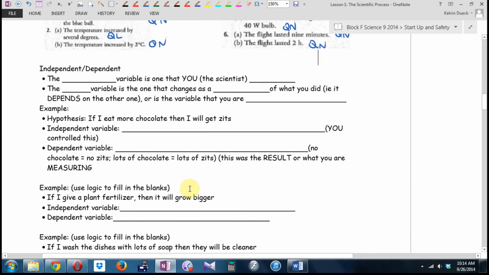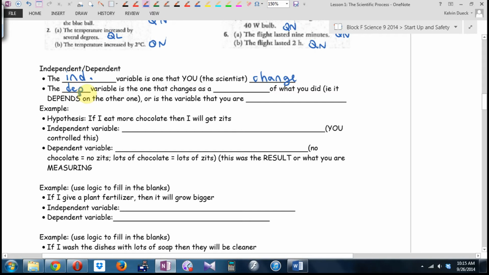Independent and dependent variables. I talked about that a little bit already. The independent variable, I'm going to abbreviate independent with IND. What would be a good abbreviation for dependent? DEP, okay? So I give you permission to do that. The independent variable is the one that you, the scientist, change. Fancy word, manipulate. It's the one that you have control over. It's the one that you build the experiment around, and it's the one that you say, this is the one that I'm going to tweak every time I redo the experiment.